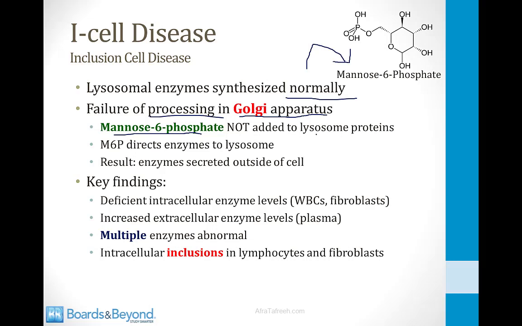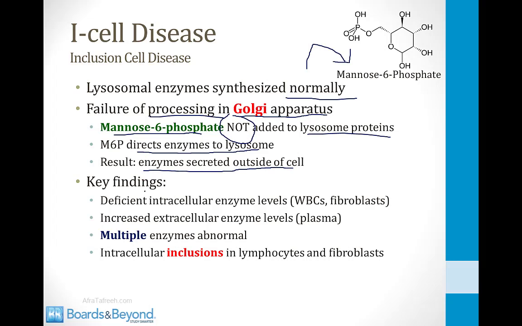When it gets added to lysosomal proteins, it directs those enzymes to the lysosome. What happens in I-cell disease is that mannose-6 phosphate does not get added to lysosomal proteins. As a result, those enzymes get secreted outside of the cell instead of going inside of the lysosome. Once you understand this cell biology, it's easy to understand the clinical findings.